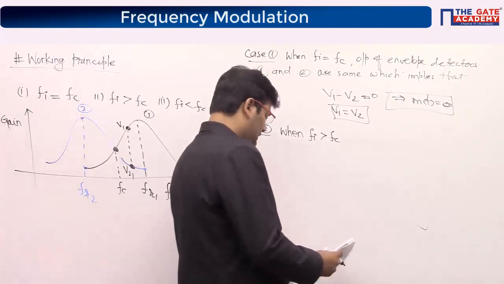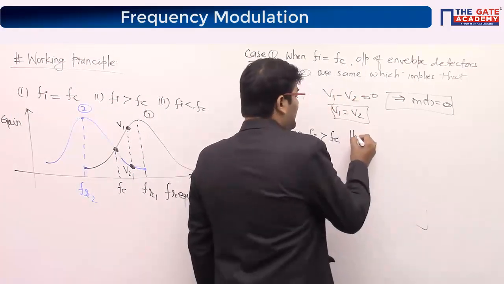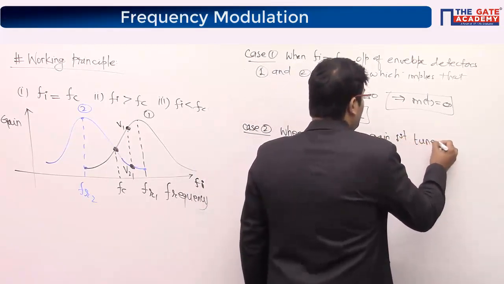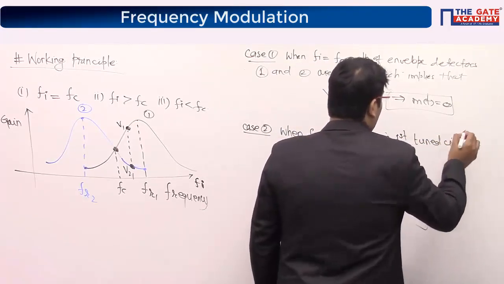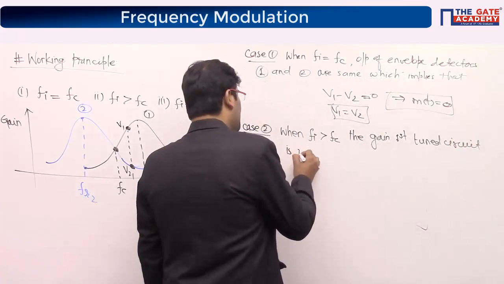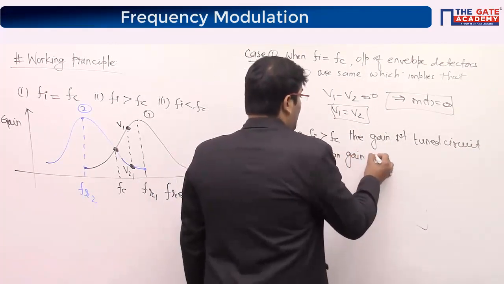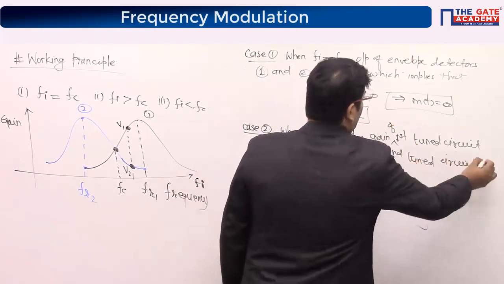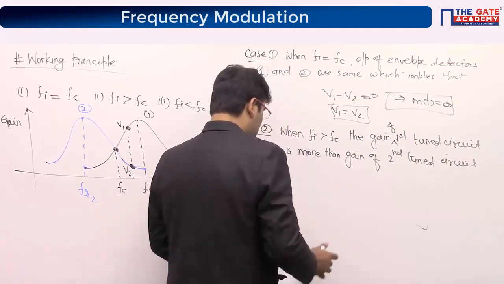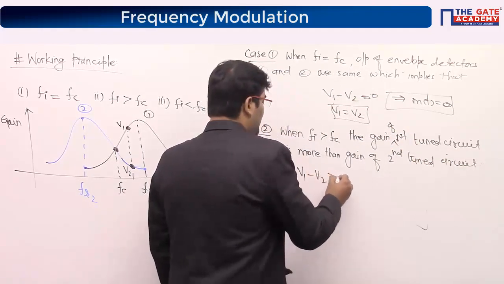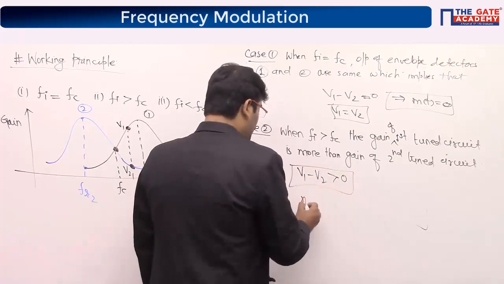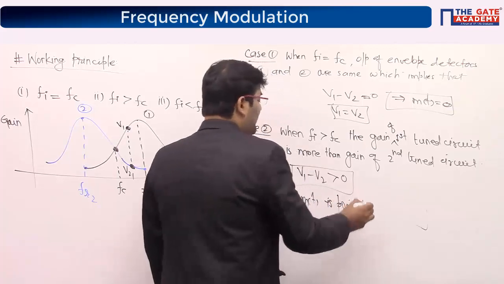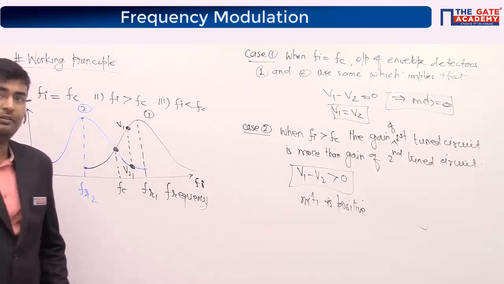So I can say when case 2 is there, then gain of first tuned circuit is more than gain of second tuned circuit. Means what? V1 minus V2 is greater than 0, or you can also say that M of t is positive. So here you will get positive message signal. Very good, Shivam, you are right.